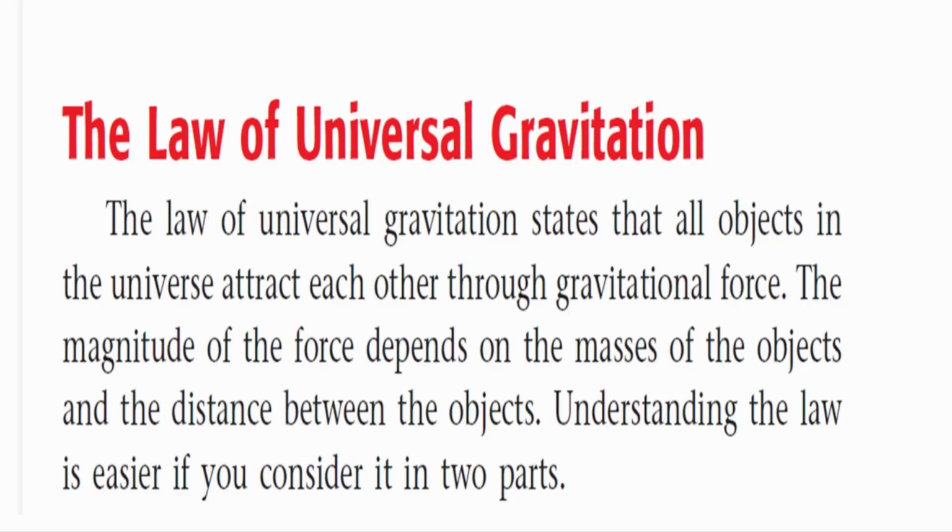The law of universal gravitation. The law of universal gravitation states that all objects in the universe attract each other through gravitational force. The magnitude of the force depends on the masses of the objects and the distance between the objects. Understanding the law is easier if you consider it in two parts.